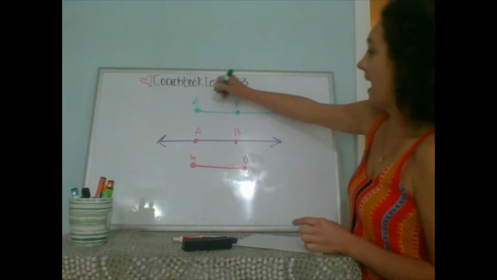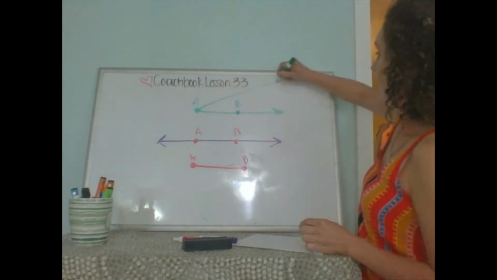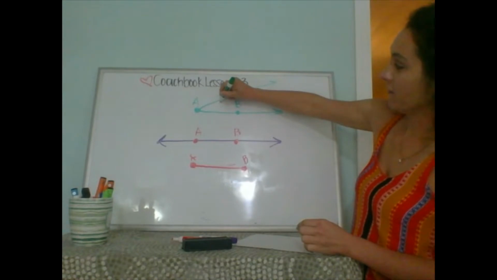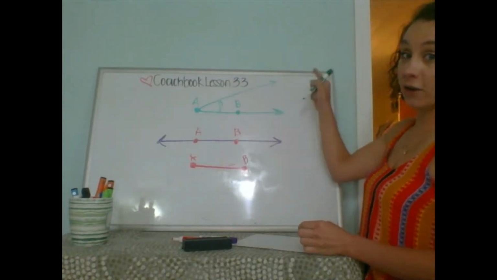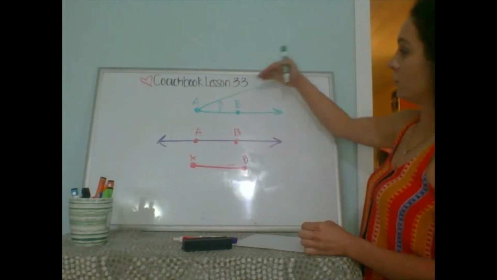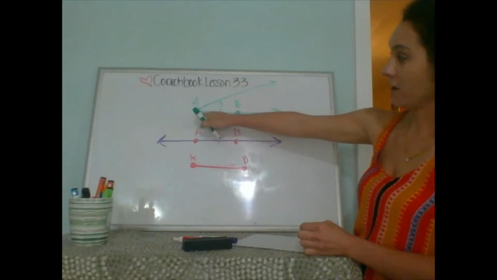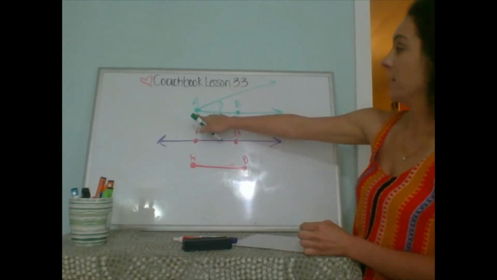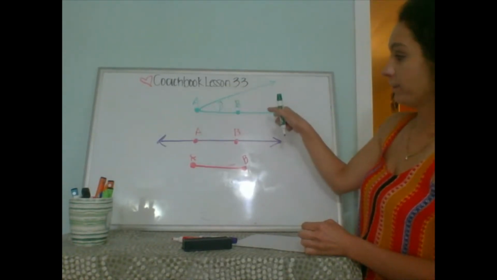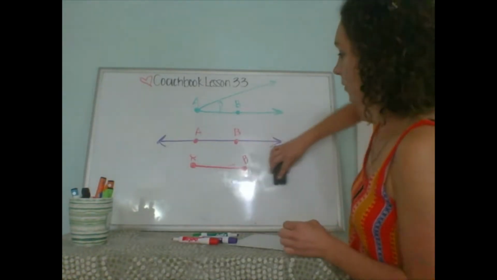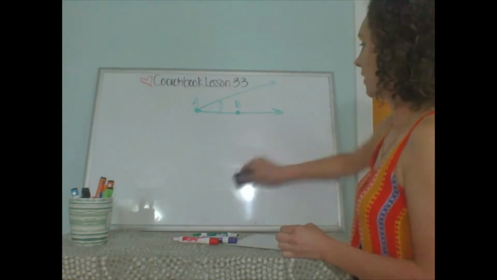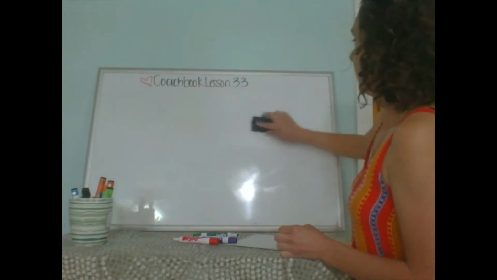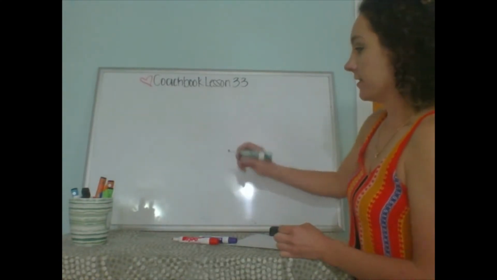And then, if we add another ray, now we have created an angle, okay? So when you have 2 rays that come together at this vertex point, you create an angle. The last thing I want to show you before we get into the Coachbook is intersecting lines.